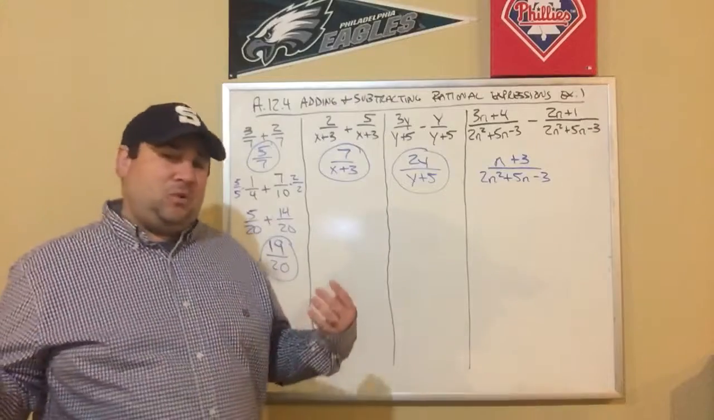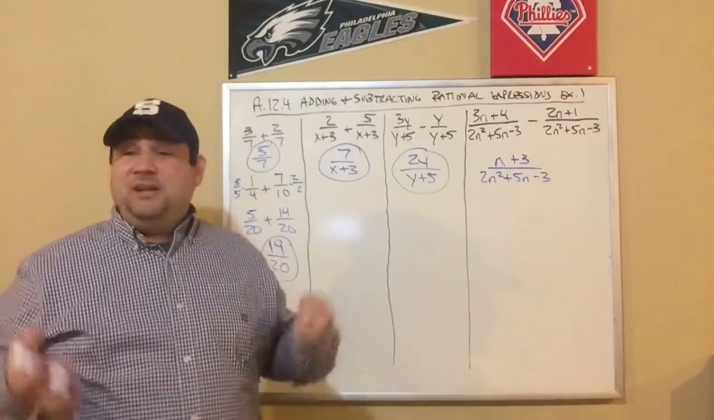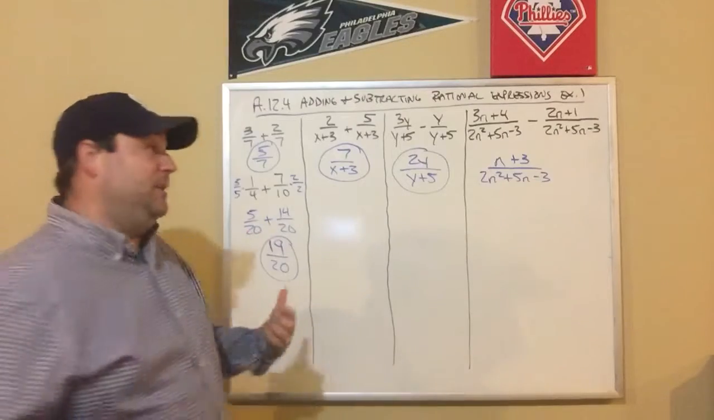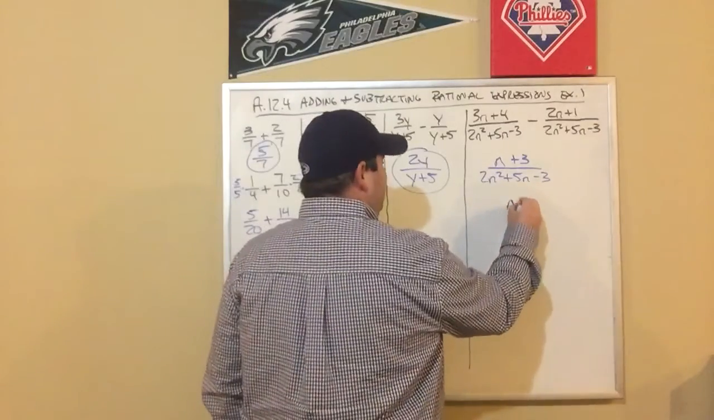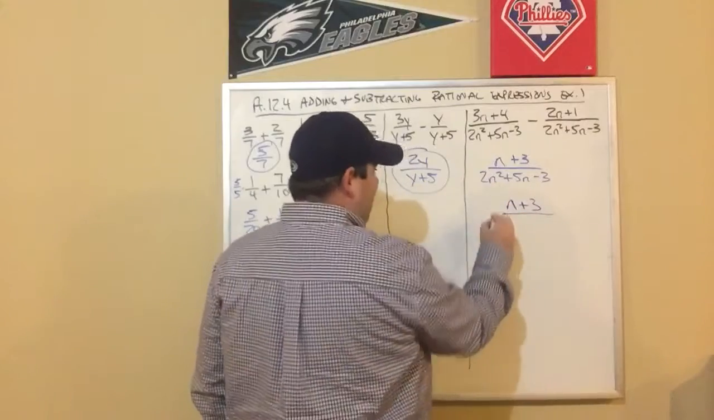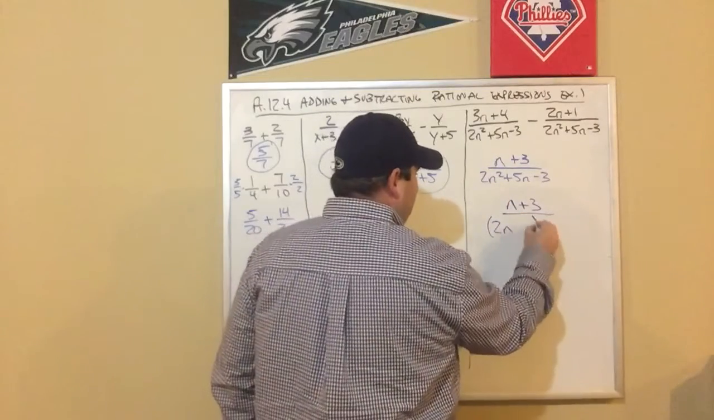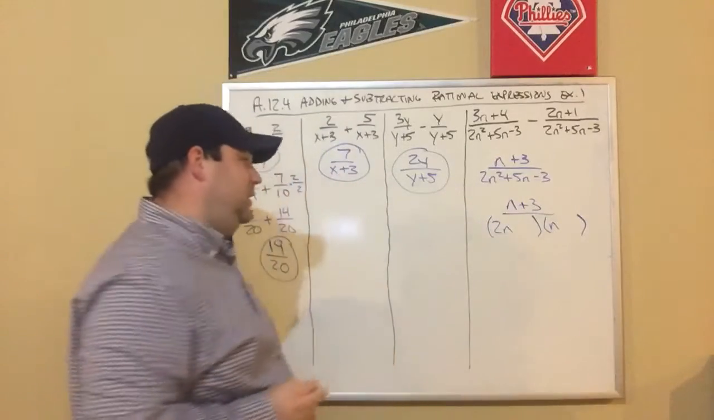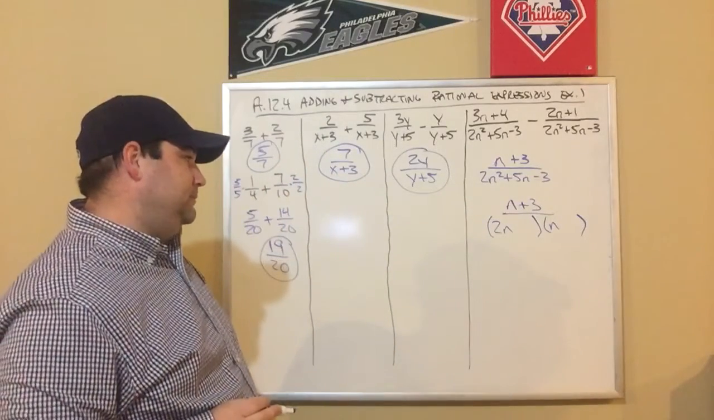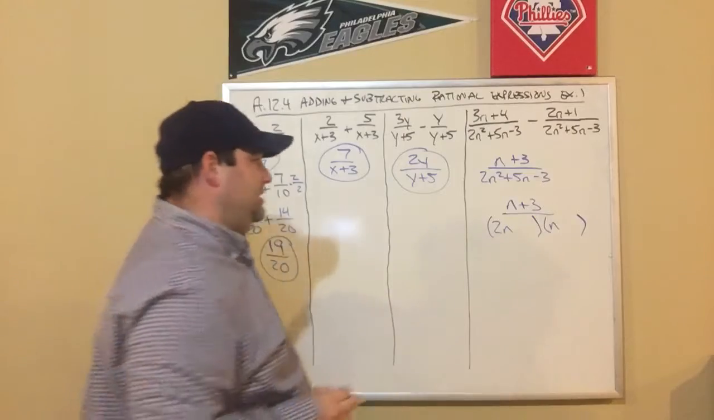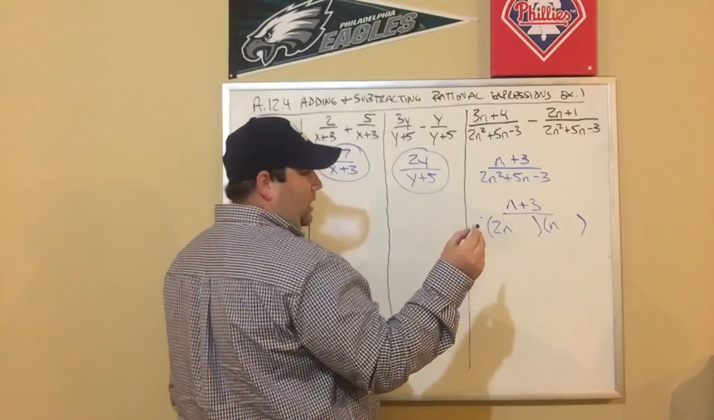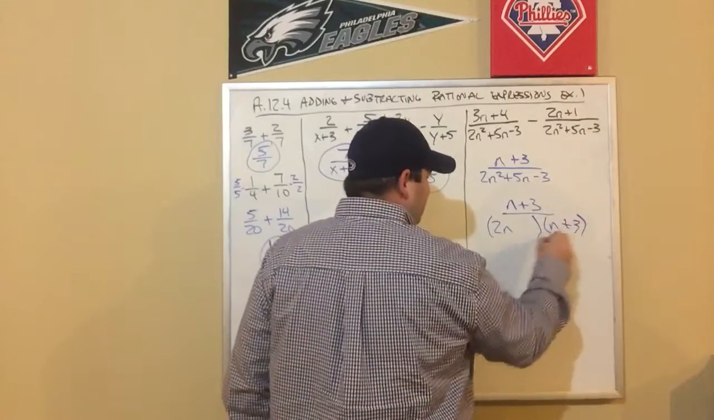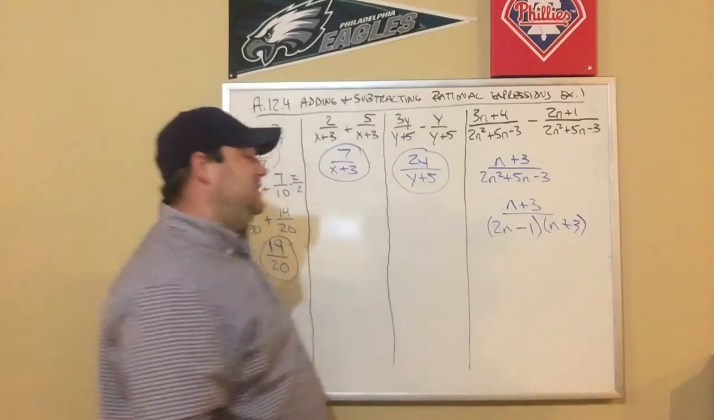Now, one thing we need to do, we need to make sure we can't simplify. So I need to factor the bottom to make sure I don't get an n plus 3. So on the bottom, if I factor that, it's going to be 2n and n. So a negative 3 is going to be, let's see, the only way to get that is 3 times 1. One of them is going to be positive, one of them is going to be negative. I think that's going to be plus 3. That's going to be minus 1.